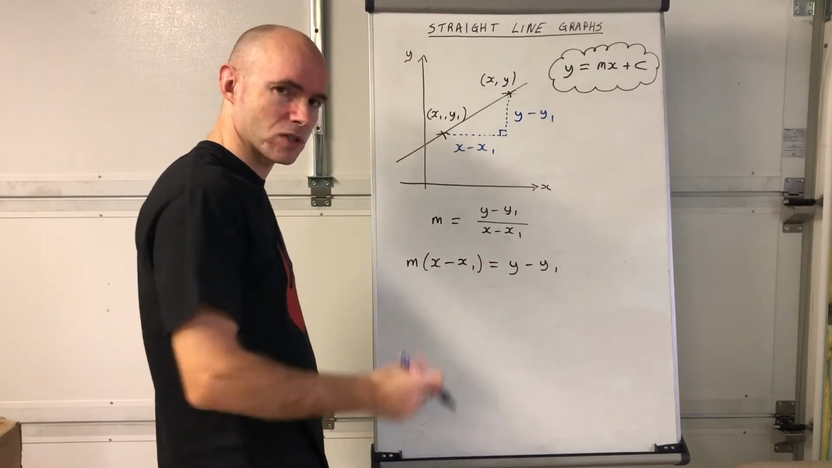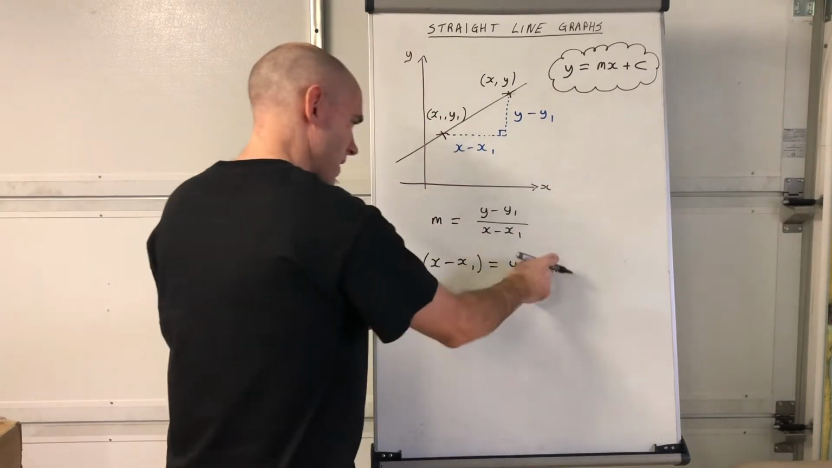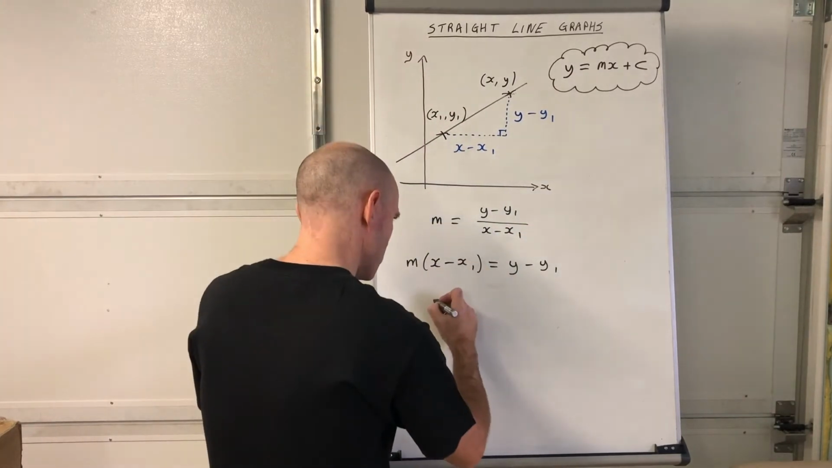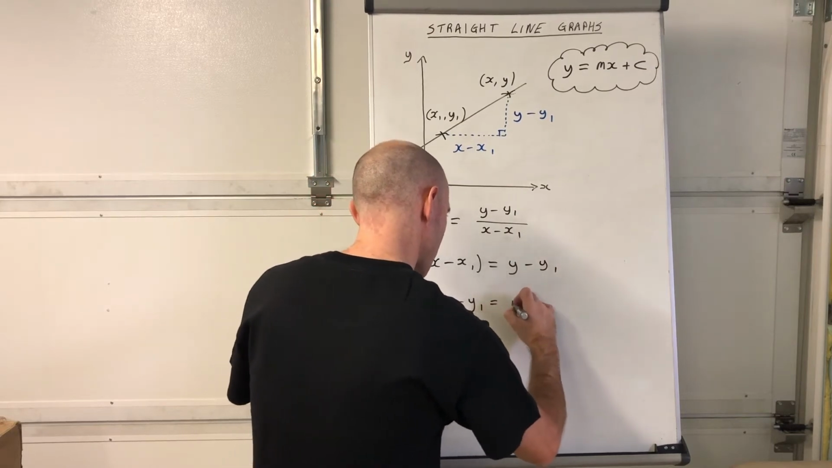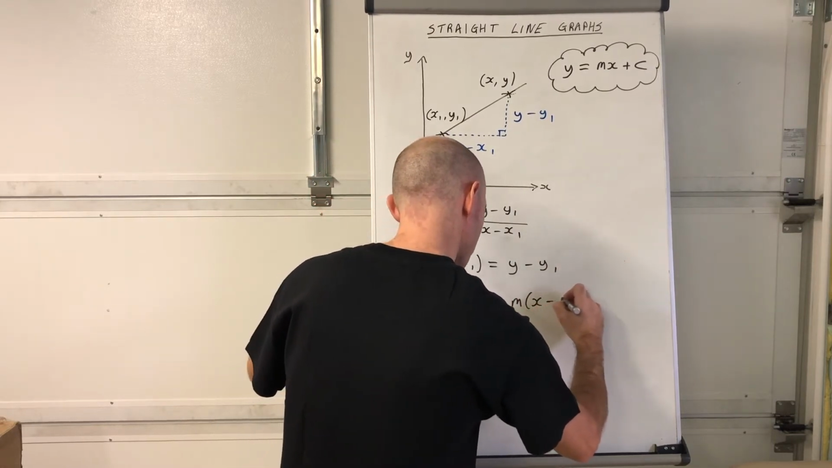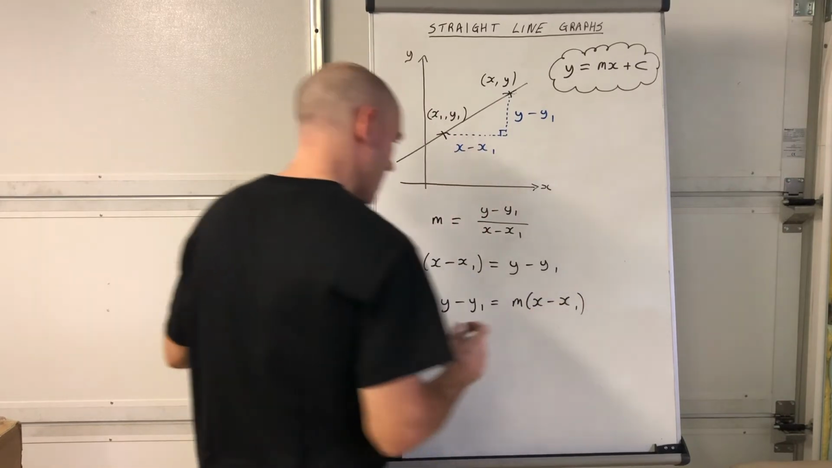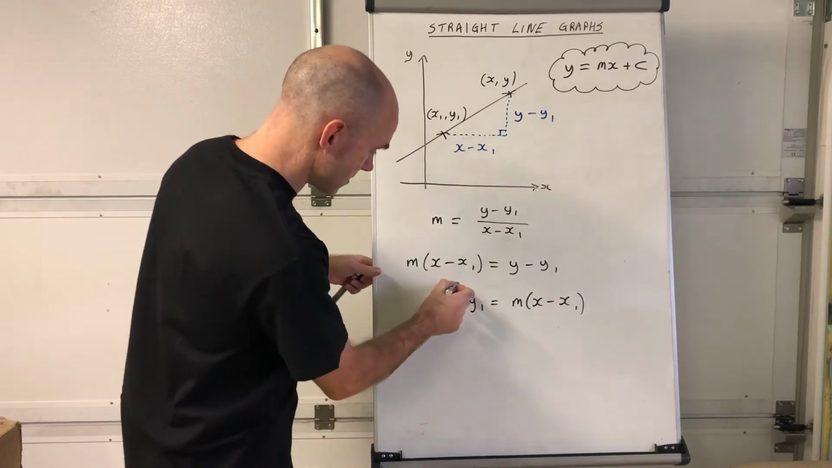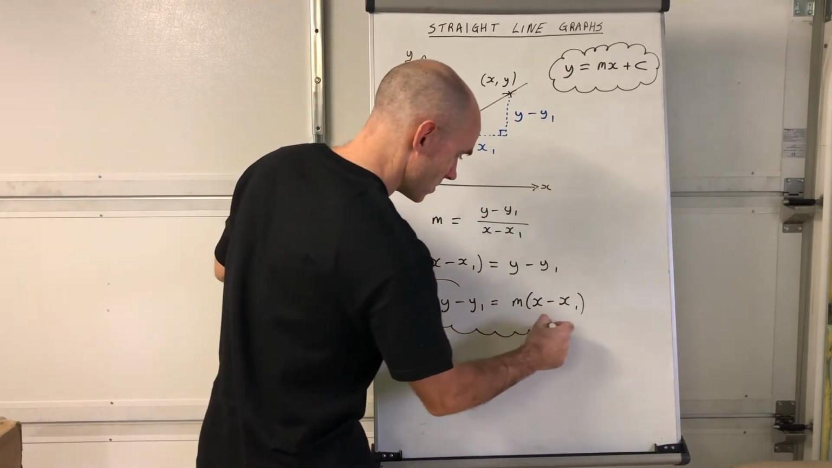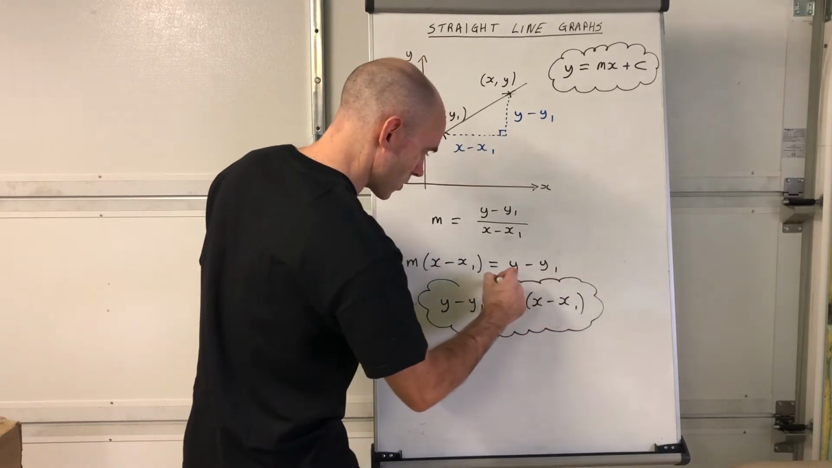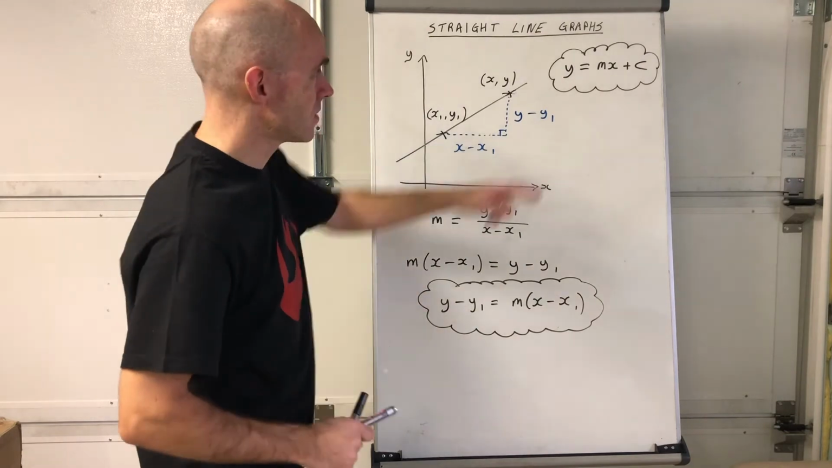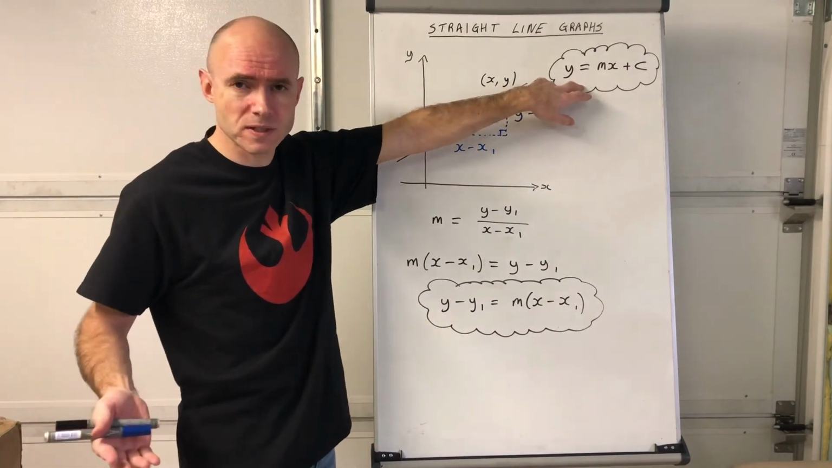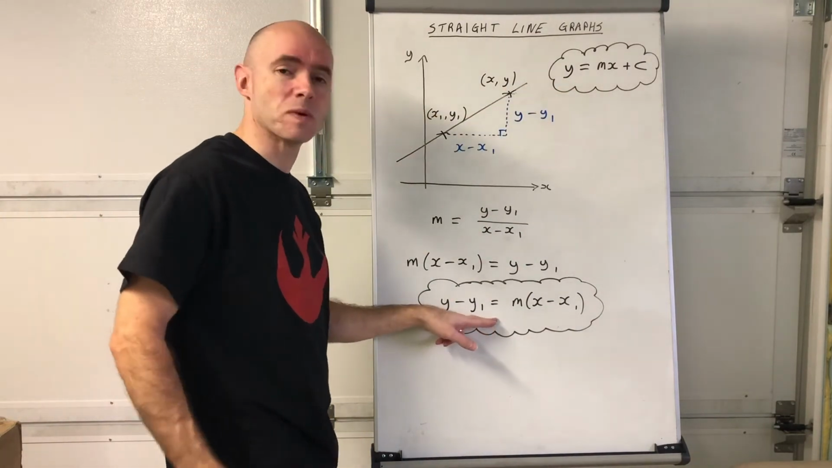And I'm just going to rewrite the order. I'm going to put that side, that and that side. So just rewrite it like this: y minus y1 is equal to m times x minus x1. And that is it, okay? That is the equation of a straight line that you're going to come to use more often in A-level maths now. So that one is more GCSE style, but this one you're going to find so much easier.